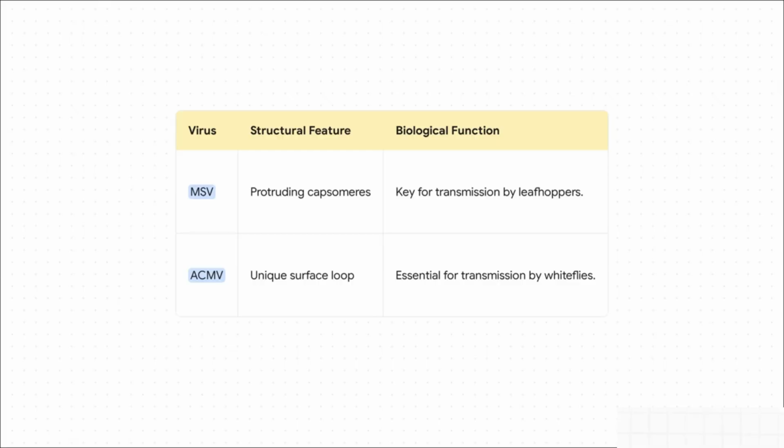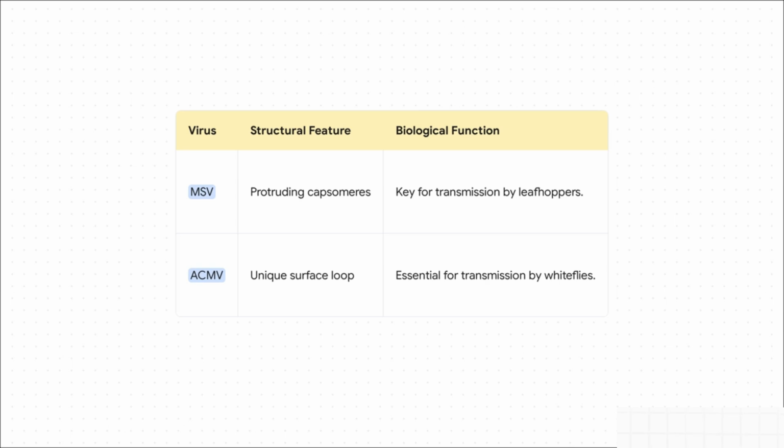Take two of those geminate, those twinned viruses we just saw. The maize streak virus has these little protein subunits that actually poke outwards from its shell. And that very specific feature is like a physical key that allows it to be picked up and transmitted by leafhoppers. Meanwhile, the African cassava mosaic virus has this tiny little loop on its surface, made of just 6 amino acids. And that tiny architectural detail is the only thing that lets it get transmitted by whiteflies.